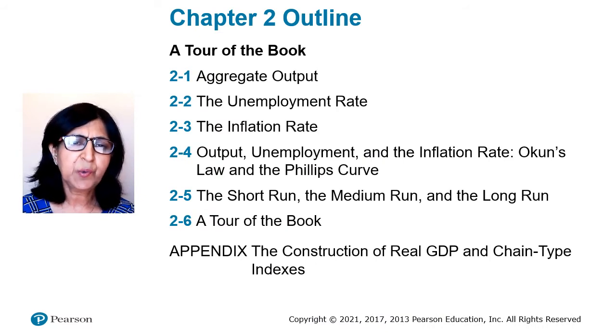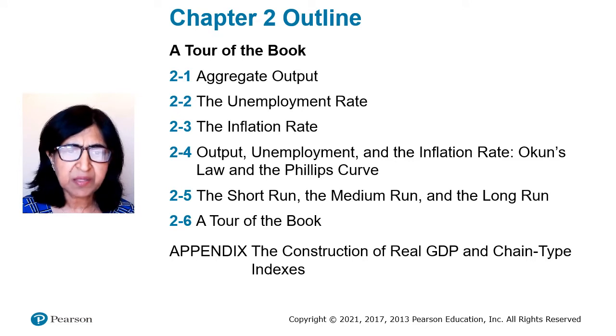Chapter 2 Outline. Section 2-1 looks at aggregate output. Section 2-2 looks at the unemployment rate. Section 2-3 looks at the inflation rate. Section 2-4 introduces two important relations between these three variables: Okun's law and the Phillips curve.